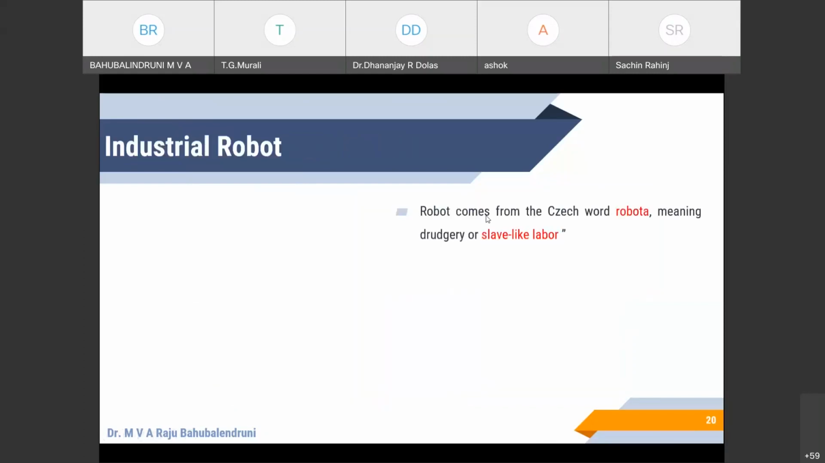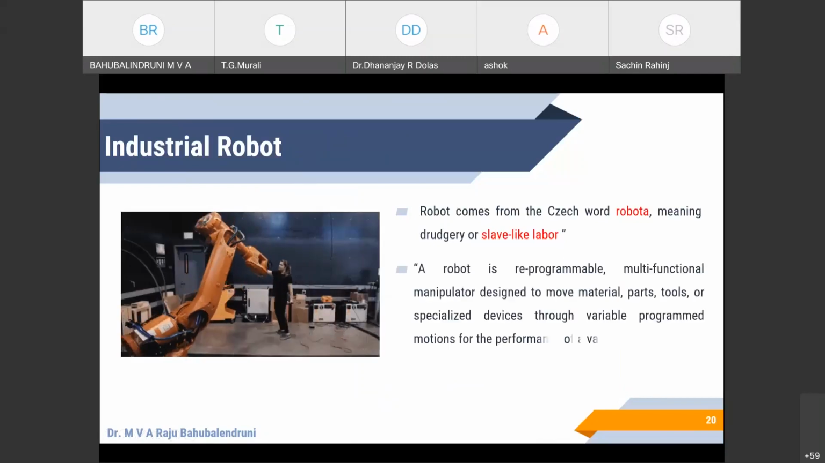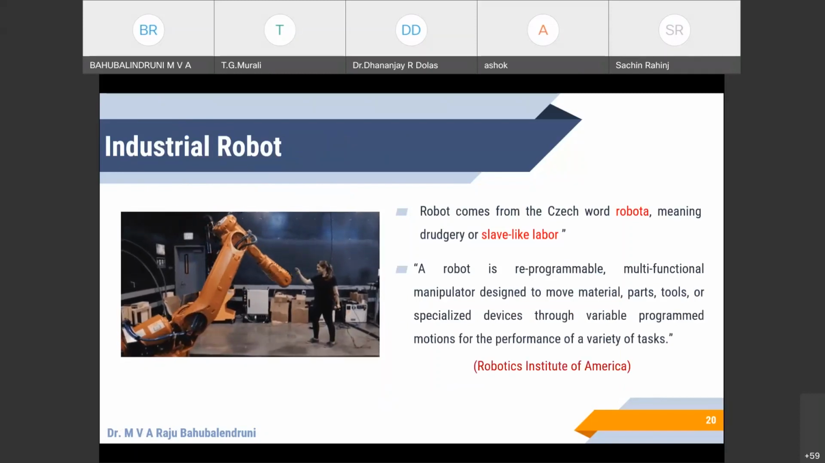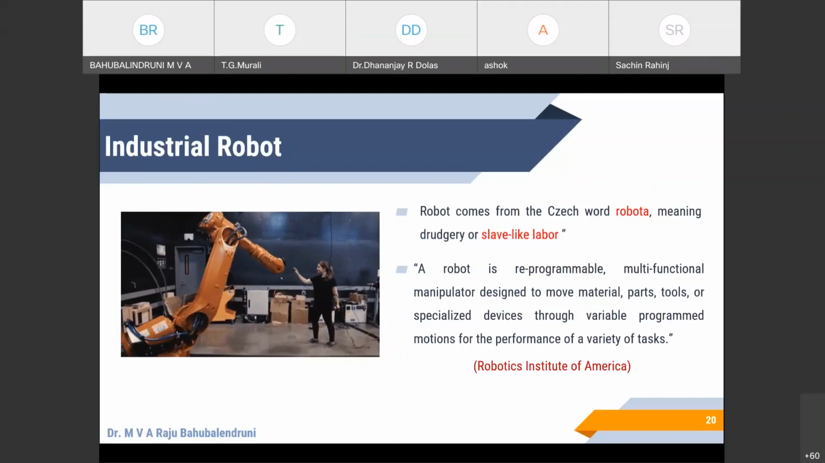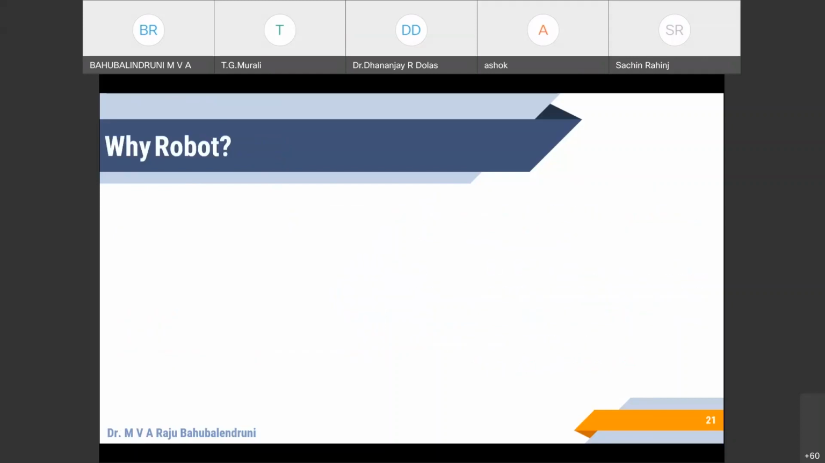The word robot evolved from the Czech word robota. Robota means a slave-like labourer in Czech. The basic definition of a robot is from the Robotic Institute of America: a robot is a reprogrammable and multifunctional manipulator designed to move material, parts, tools, or specialized devices through variable programmed motions for the performance of a variety of tasks.